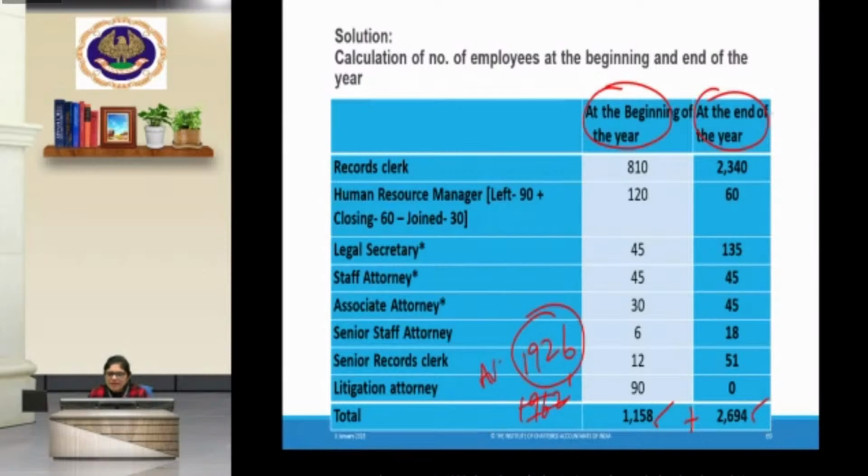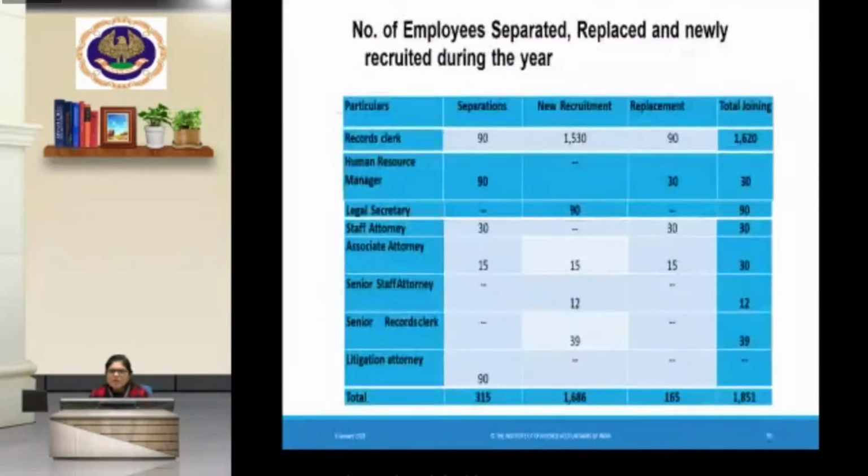Since we have calculated this, we have calculated the average. Now, from the table itself, we have taken the separations. That means the left ones. So take the separations from the table. Now, this is the new recruitment and the replacements.